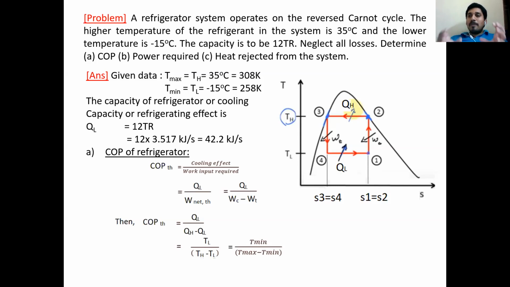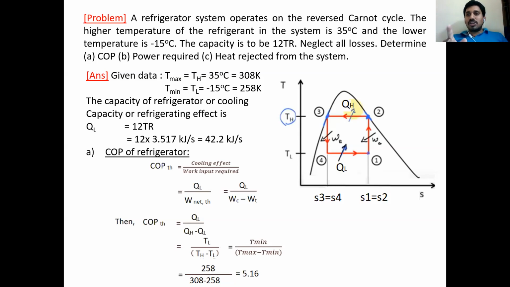If you are given the maximum and minimum temperatures of the cycle in the problem, you can directly calculate COP by this equation. COP equals T minimum by T max minus T minimum. Directly you can go for calculation using this equation. So by substituting values here, T minimum value 258, which is given in the problem, over 308 minus 258 from the given data, finally the COP value is calculated as 5.16.